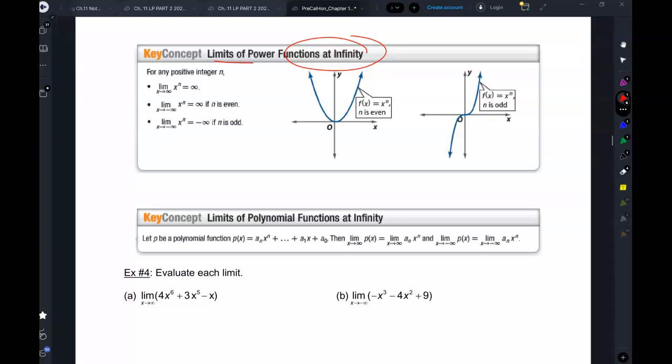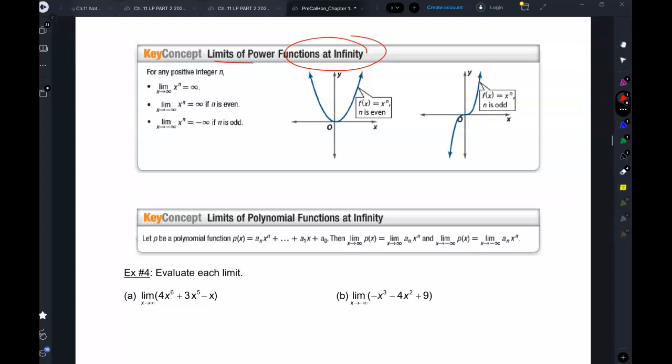If you have a power function, x to the n, what happens when x is infinity? Infinity to the power of n is infinity. Okay, now what if you have negative infinity? Well, for negative infinity, you have to look at whether the power is even or odd. If this is even, you're always going to get positive infinity. If this is odd, you're always going to get negative infinity.